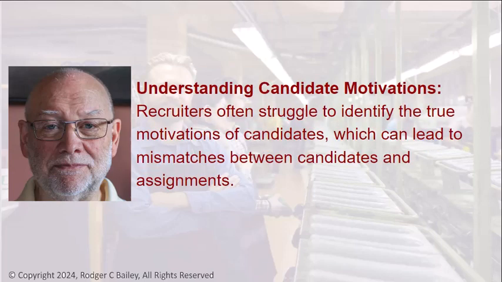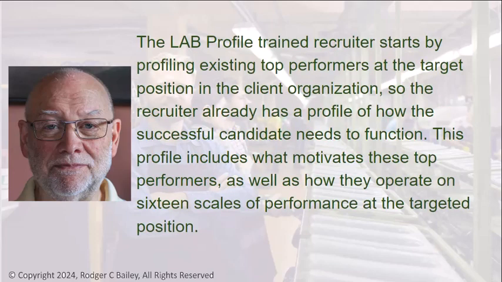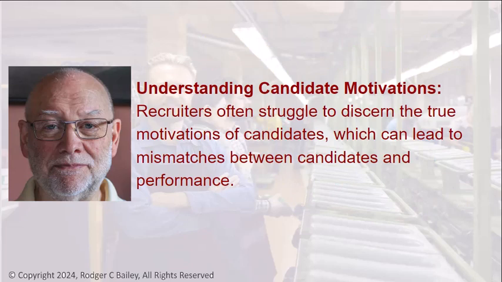employees. Understanding candidate motivations. Recruiters often struggle to identify the true motivations of candidates, which can lead to mismatches between candidates and assignments. The lab profile trained recruiter starts by profiling existing top performers at that target position in the client organization. So the recruiter already has a profile of how the successful candidate needs to function. This profile includes what motivates these top performers, as well as how they operate on the 16 scales of performance at that targeted position.